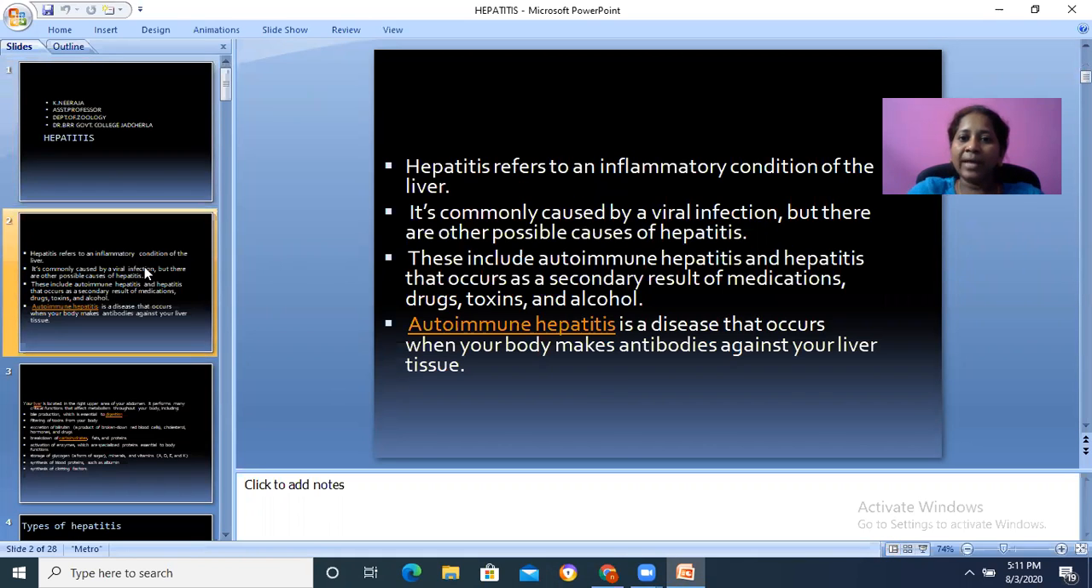Hepatitis refers to an inflammatory condition of the liver. It is commonly caused by viral infection, but there are other possible causes of hepatitis. These include autoimmune hepatitis and hepatitis that occurs as a secondary result of medications, drugs, toxins, and alcohol. Autoimmune hepatitis is a disease that occurs when our body makes antibodies against our liver tissue.